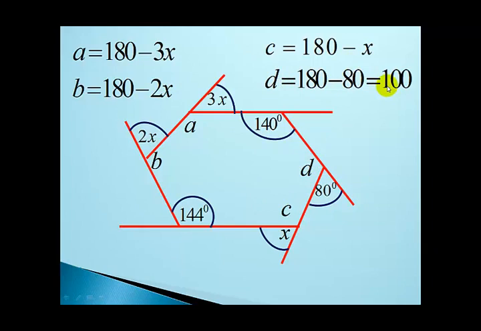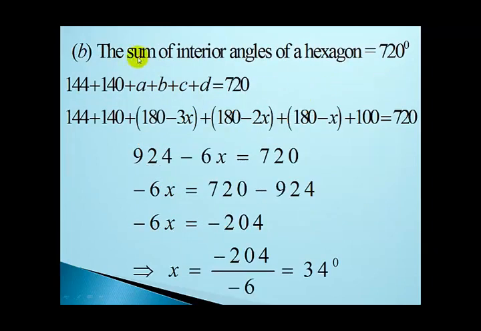Now let's proceed. The sum of interior angles of a hexagon is equal to 720. Take note that a hexagon is a six-sided figure. That means that n is equal to 6. And so using the relation, the sum of the interior angles of a hexagon is equal to 720. I give this to you as an exercise for you to calculate the sum of the interior angles of a hexagon and see truly that it's equal to 720 degrees.